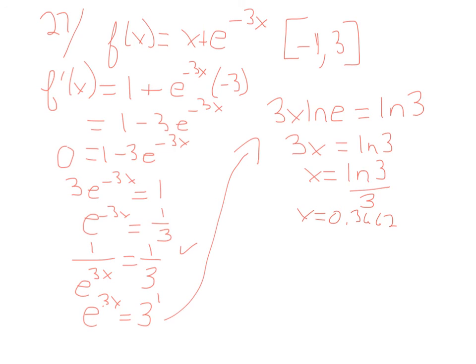So you would have to go back into the original function with these 3 values, and work out again which one gives you the highest y value, which one gives you the lowest y value, and that's your absolute max and min.